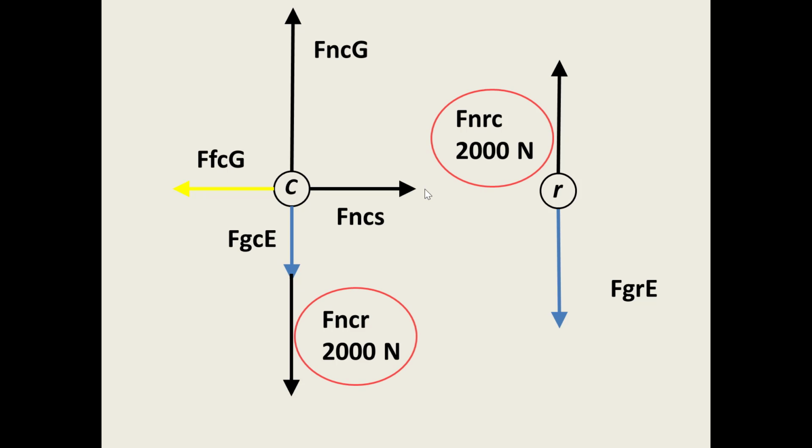They also, again, have that pair of forces. The force normal on the refrigerator from the crate is the pair force to the force normal on the crate from the refrigerator. Equal in magnitude, equal in type, opposite in direction. That's our third law pair.